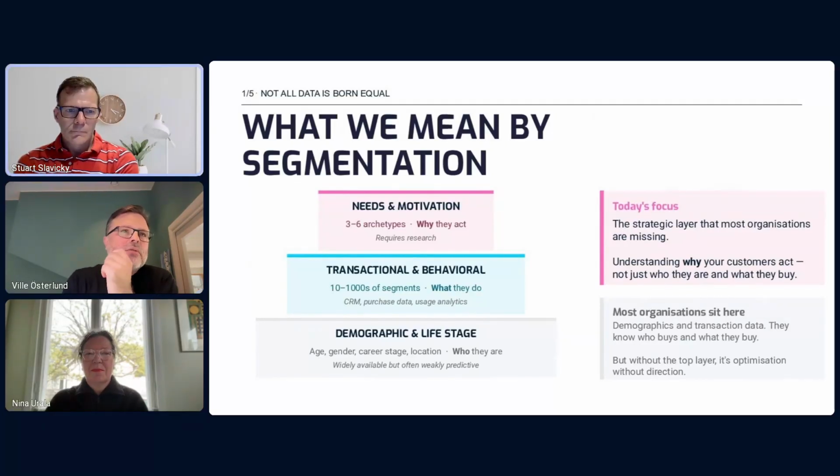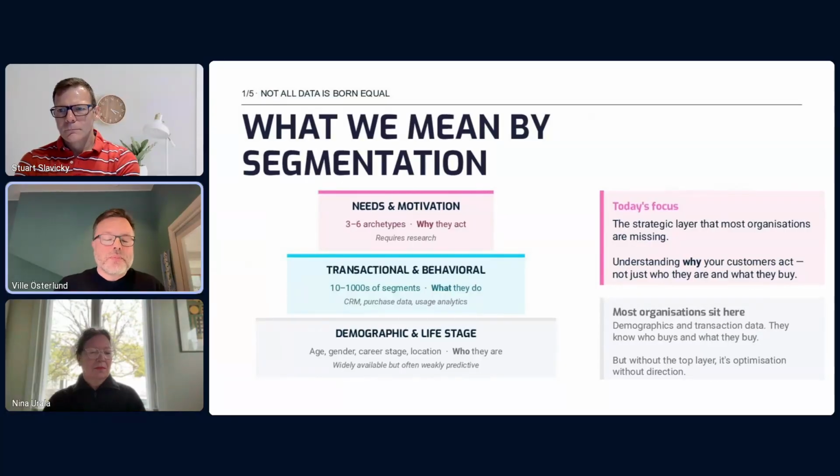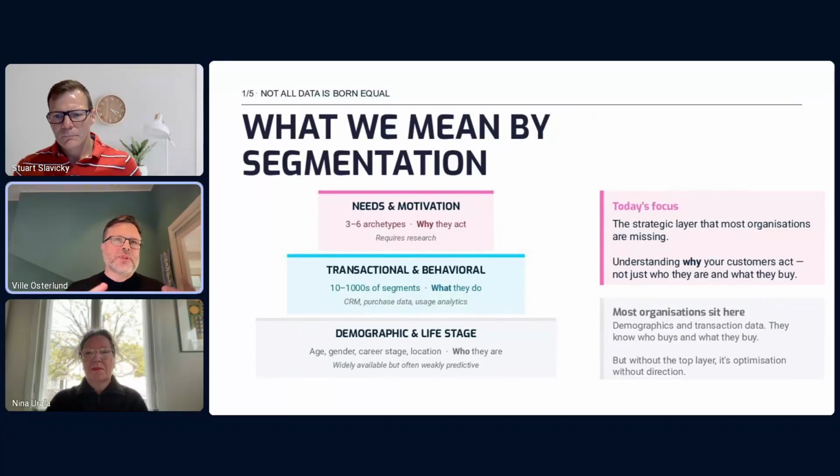And then in the middle, you have the transactional and behavioral layer, meaning purchase history, usage patterns, and so on. That also tends to sit in your CRM or in your ERP or in some of the systems that you have. And it tells you what people do and when they do it. Super useful. It's much better than just being tied down into demographics. But again, it doesn't explain the why behind the behavior.